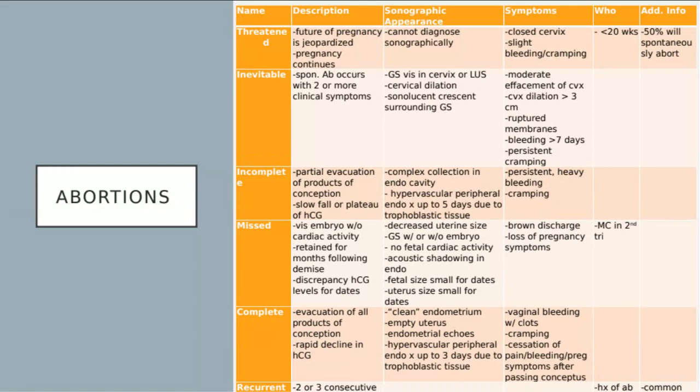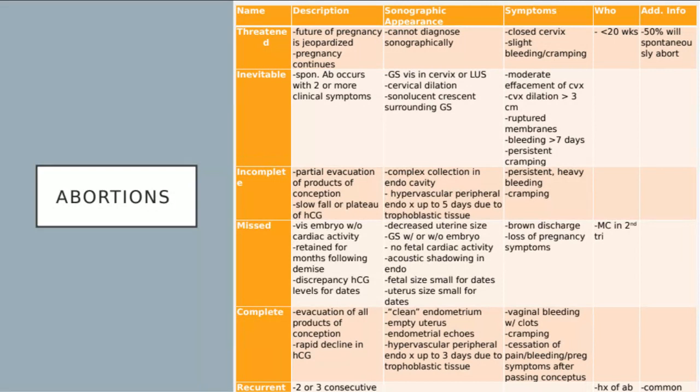Next, we have an incomplete abortion. So this is kind of a miscarriage that is actively happening. So we are starting to see the patient go through this miscarriage clinically and on ultrasound. So they are going to have severe cramping, very, very heavy bleeding as they try to start and pass this miscarriage. On ultrasound, we are going to see a complex collection in the endometrial cavity.